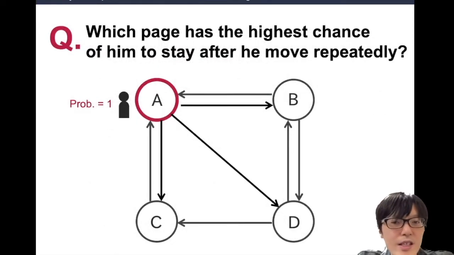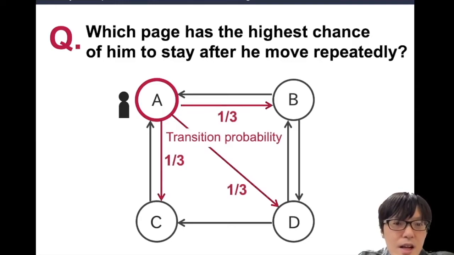Let's calculate such probabilities. At first, he is now on page A. As I already said, he randomly selects a link on page A to move next. Page A has 3 outlinks. That means he selects one of these 3 links with 1/3 probability.